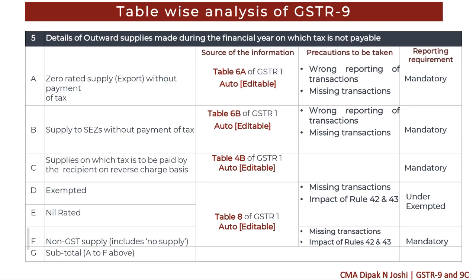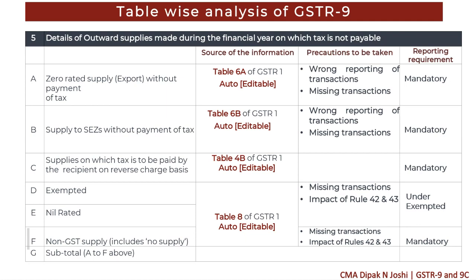Supplies on which tax is to be paid by the recipient on the reverse charge basis. So if supplies made by the supplier are subject to payment of tax under the reverse charge mechanism, for example, goods transportation agency, in that case, they are required to report such a transaction in table 5C of GSTR 9.